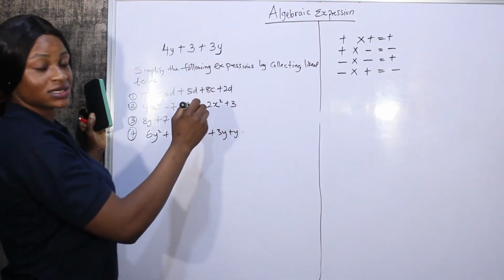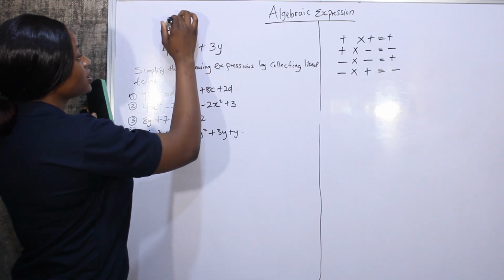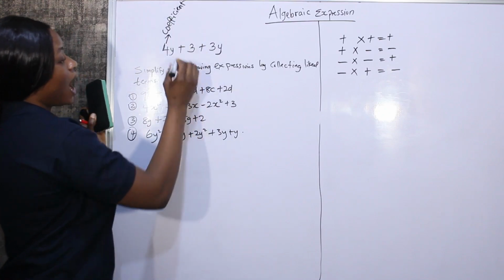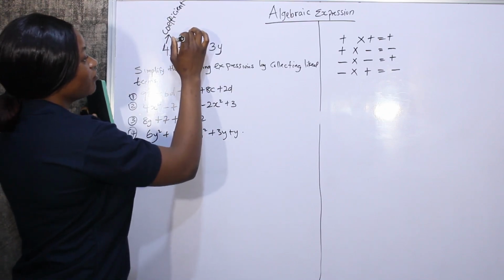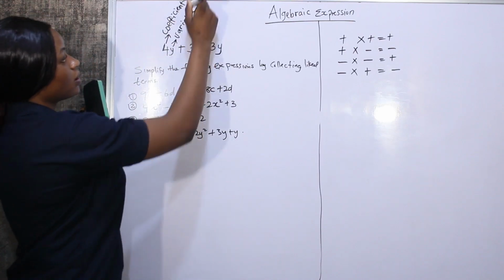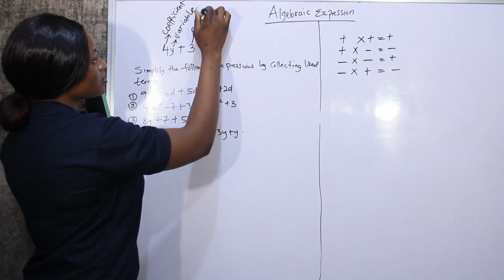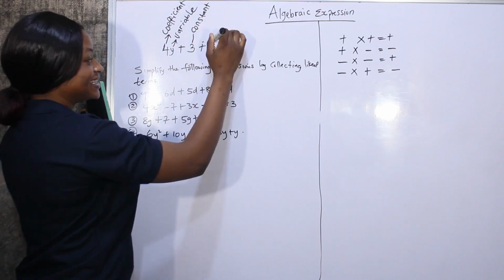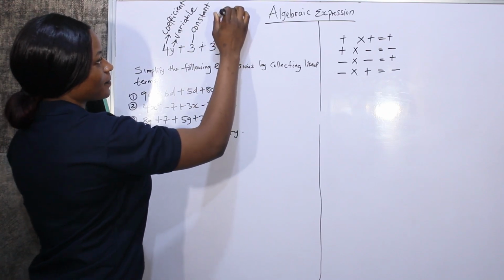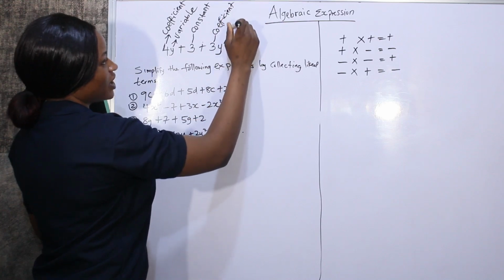Let's label this. This 4 here is known as the coefficient. And this letter here is known as the variable. This 3 is a constant. This 3 here is also a coefficient. And y is a variable.